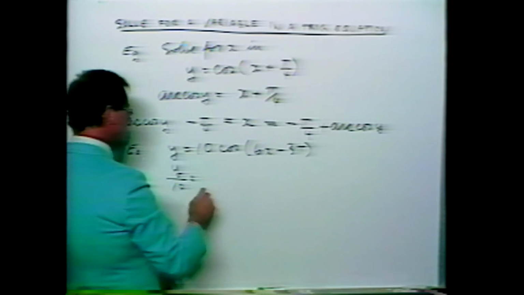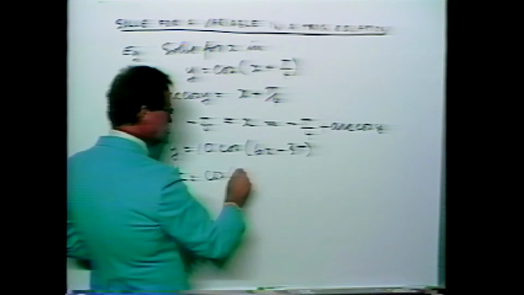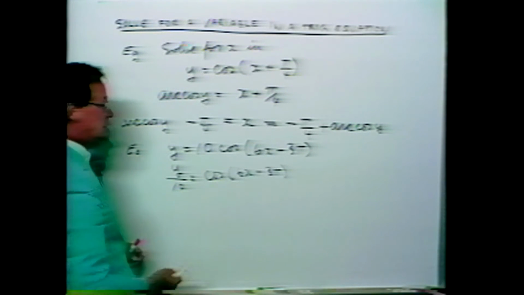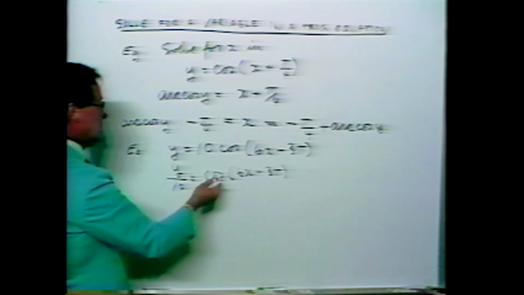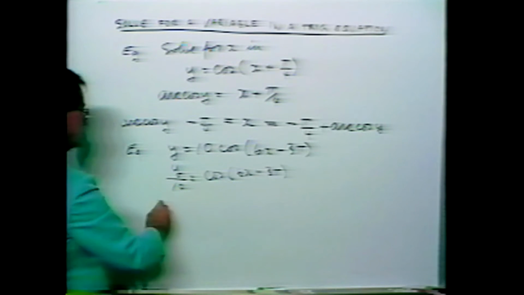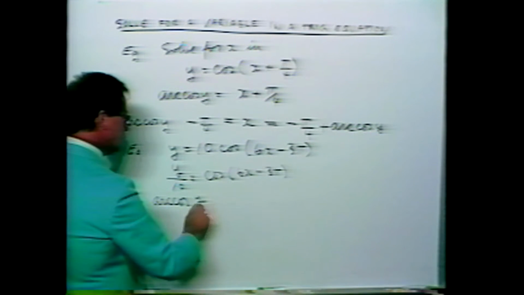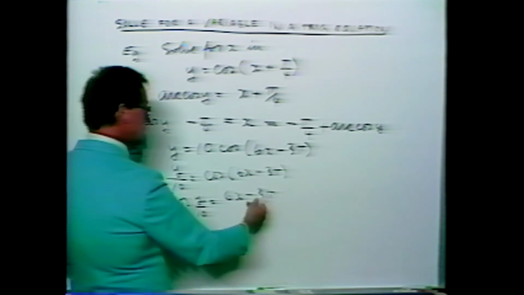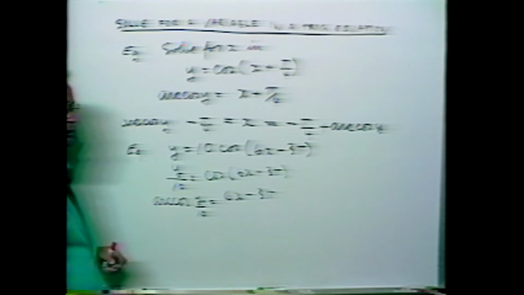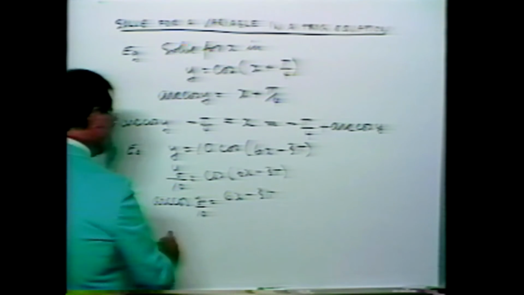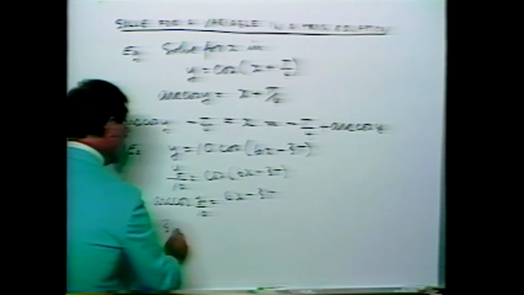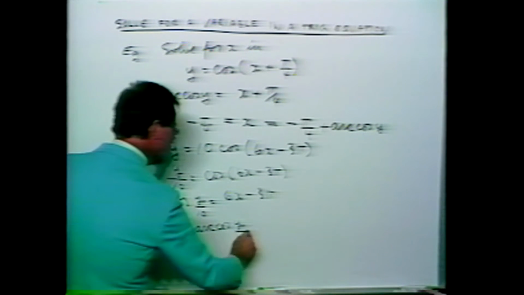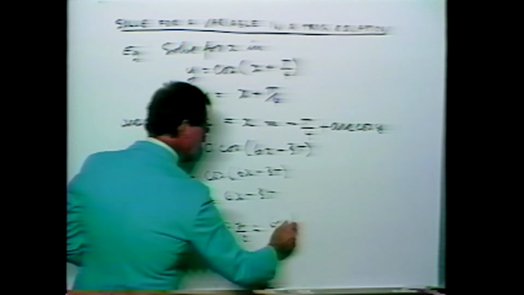So we have then that y over 10 is equal to cos of 6x minus 3 pi. To remove the effect of cos on that expression in brackets, take the arc cos, and we write arc cos of y over 10, and we're left with 6x minus 3 pi. Do additions and subtractions first when you get to this stage, and so we add 3 pi to both sides. We end up with 3 pi plus arc cos y over 10 is equal to 6x.